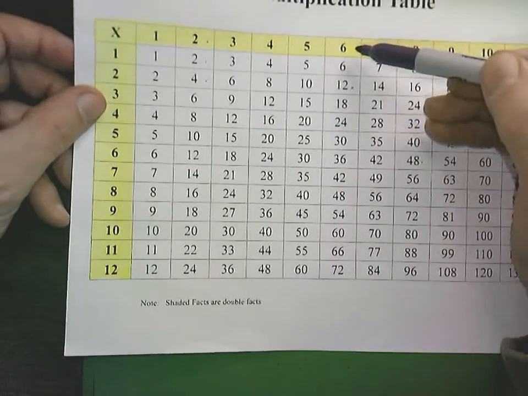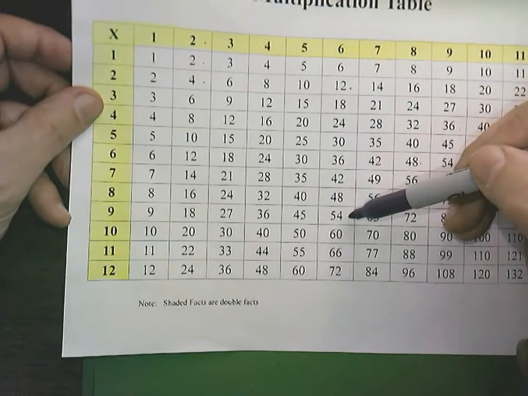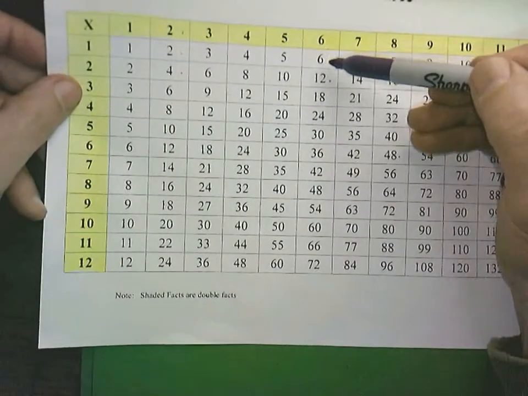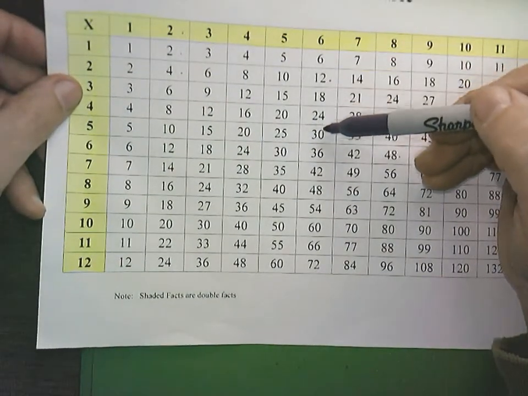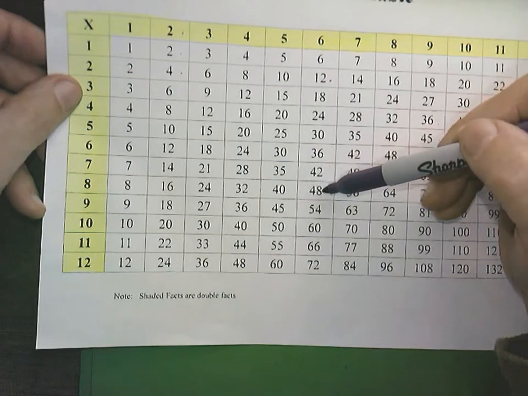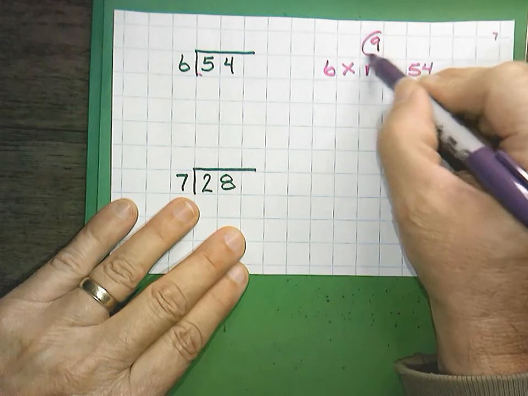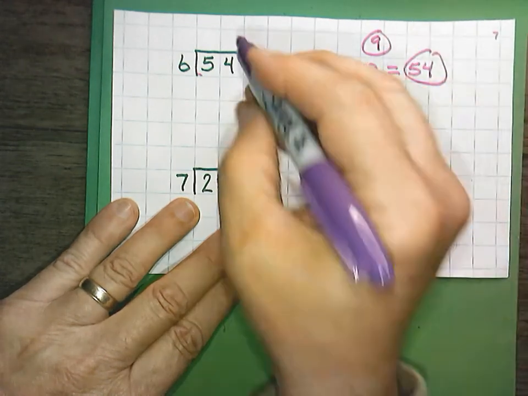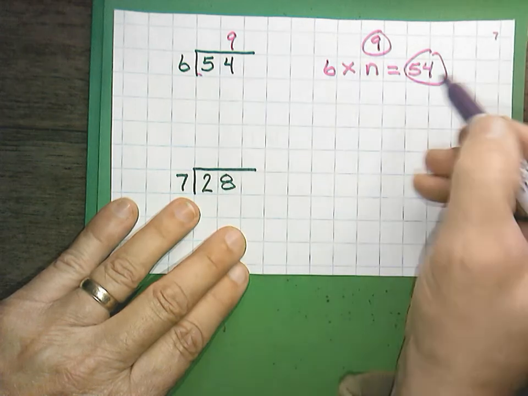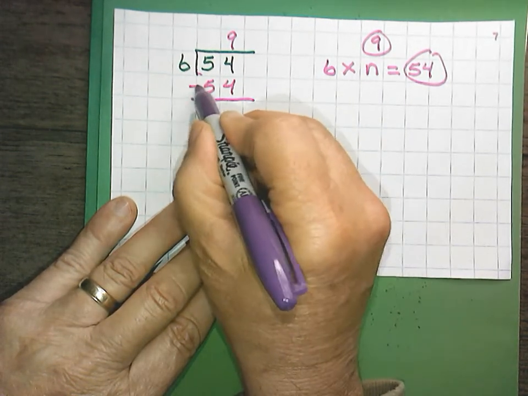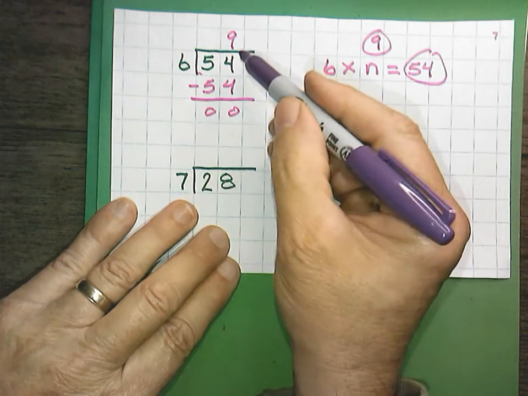I'm going to find my 6, and I'm going to count down to the 54, which you see here. So here's 6, 1, 2, 3, 4, 5, 6, 7, 8, 9. N is equal to 9. The 9 comes up here as my quotient, and the 54 I write down here, and I have no remainder, so my quotient is 9.